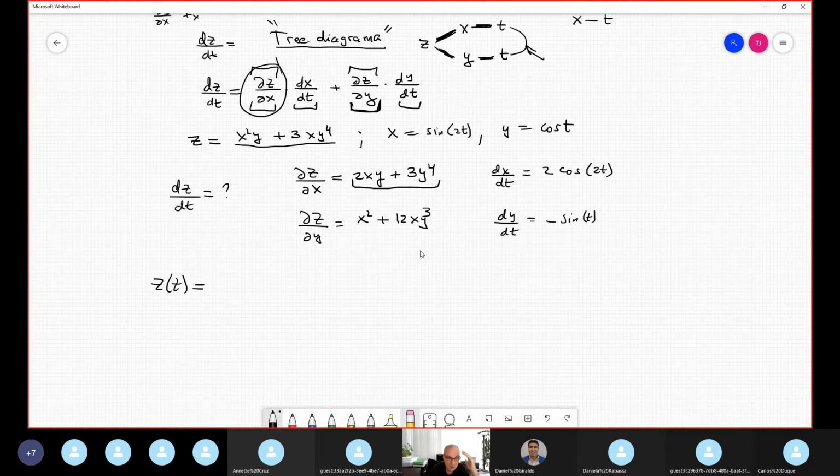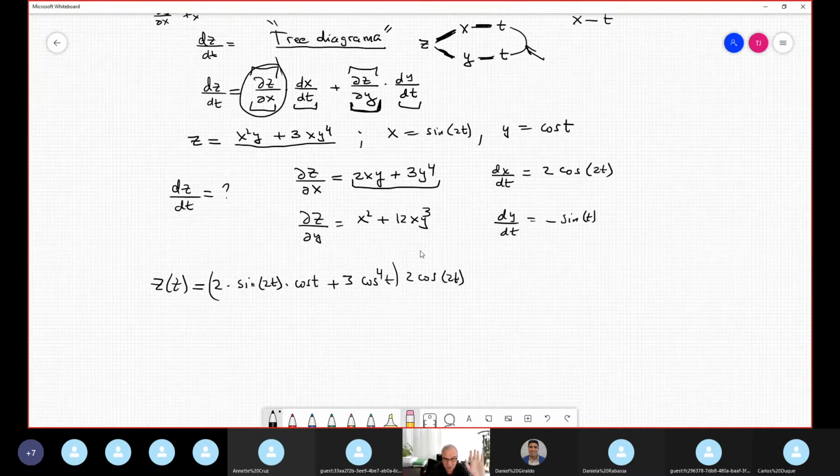Look, I want to copy, but super quickly. This is 2 times x. But who is x? It's sine 2t, times y, which is cosine t. Plus 3 times cosine to the 4th power of t. Okay, cosine 4th power t. Multiplication, everything multiplied by this, which is 2 times cosine 2t. Of course, we can FOIL, multiply the coefficients. I don't want to do that because it's elementary algebra. Plus something.